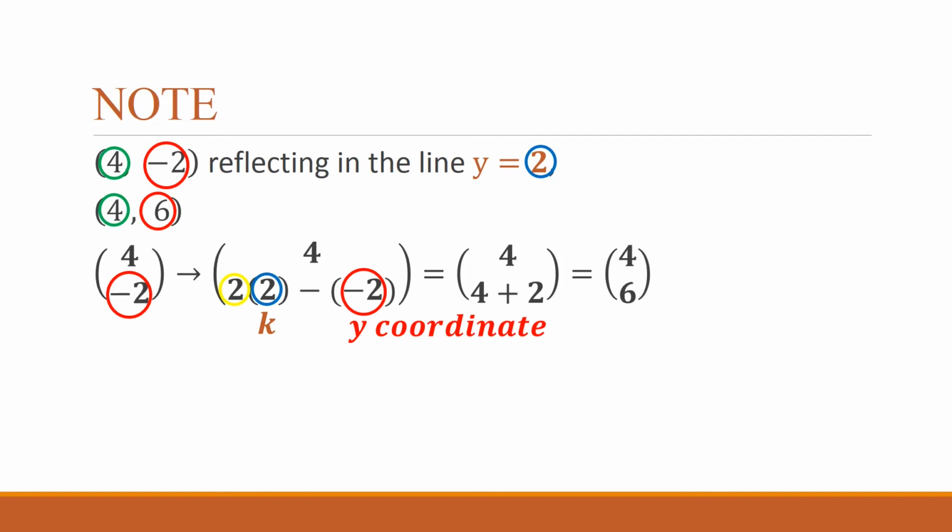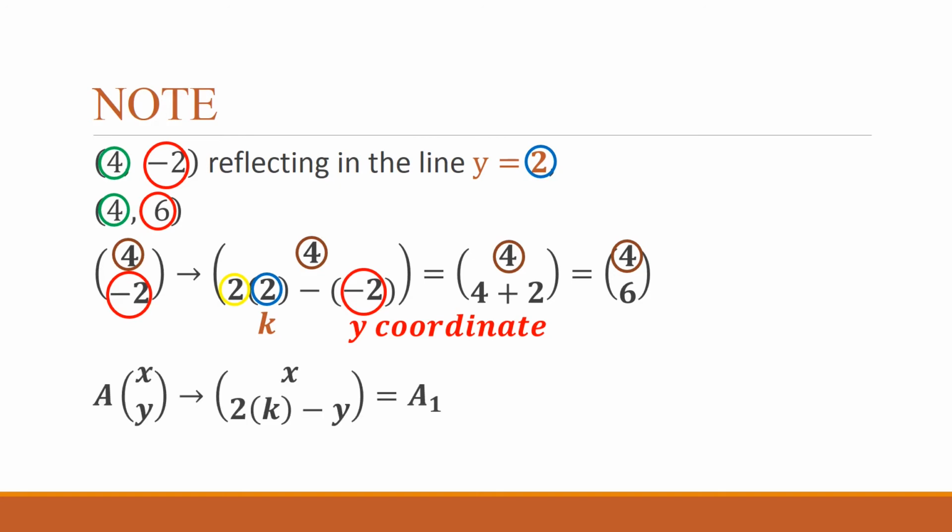Since we are dealing with reflection in the line y equals k, remember we said the x coordinate remains the same. That is why we see the 4 repeating itself. In general terms, anytime I have the object point as a point A, which is (x, y), and I'm reflecting in the line y equals k, my focus is on the y coordinate. So the x coordinate remains the same. That is why we see the x repeating. On the y coordinate, we multiply the constant k by 2, then subtract the y coordinate, and that will produce your image point A1.